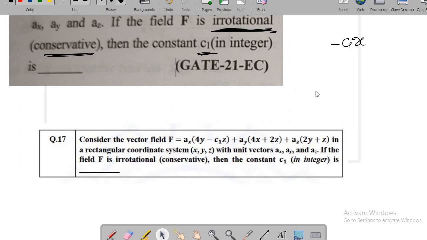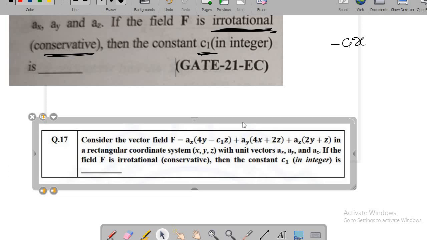It is correct only. Minus C1z you have, and here you have 2y plus z. F bar is irrotational. Then what must that constant be? That constant must be 0. Why? Because I'm not finding any term here which involves x.